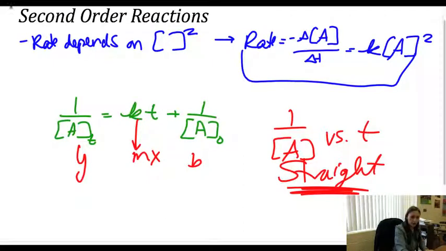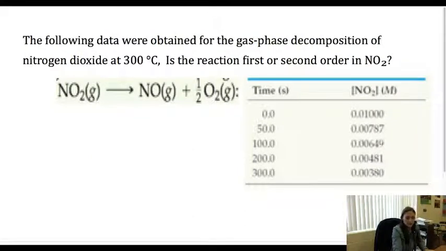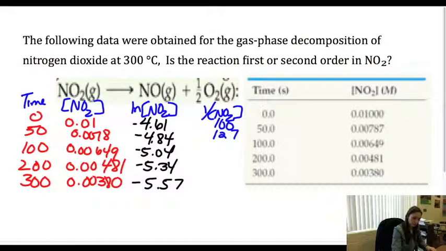So let's look at an example. The following data was obtained from the gas phase decomposition of nitrogen dioxide. They give the reaction, and they want to know whether it's first order or second order. So what you have to do is figure out the natural log of NO2, and then look at the numbers when I graph these, to see whether it's going to be straight for one of those two.